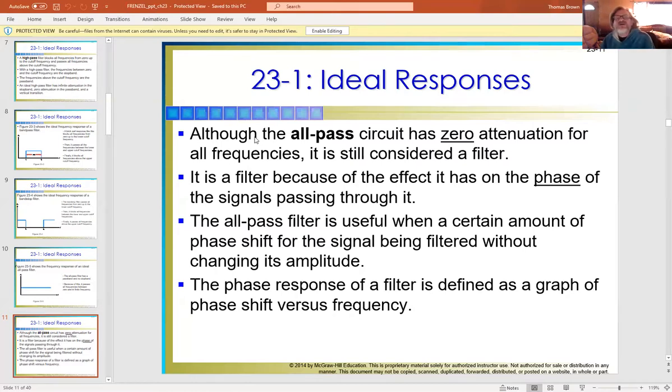Anyway, this is probably one of the most popular of all the filter circuits. It's called an all pass filter. And you may ask, all right, what the heck is the point of an all pass? Because it is exactly what the name implies. It will pass all frequencies.